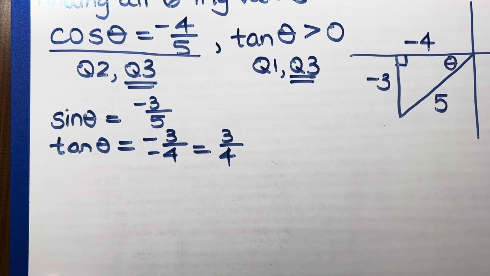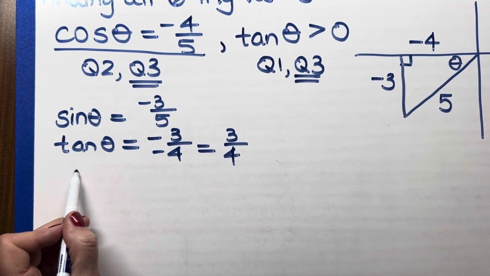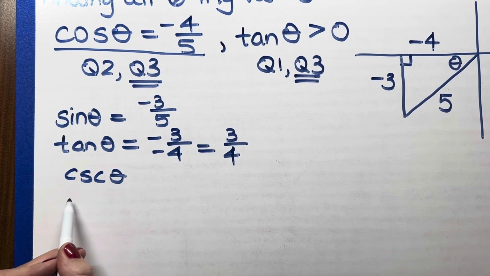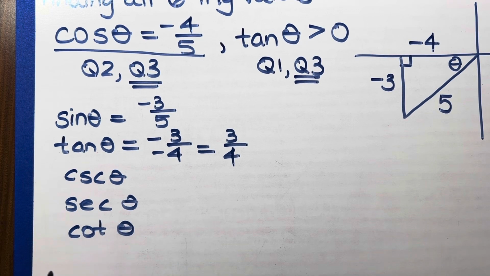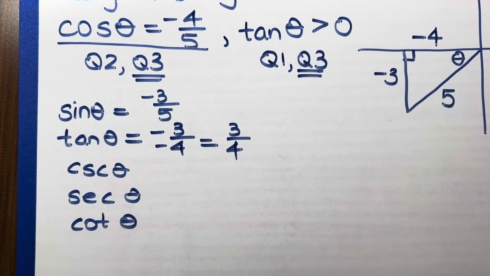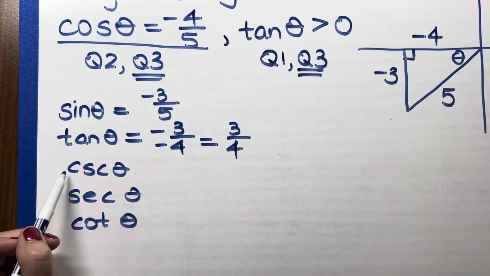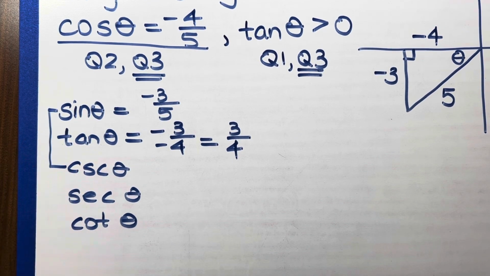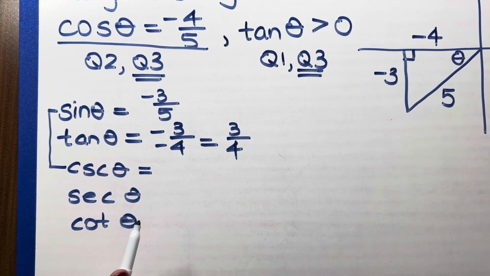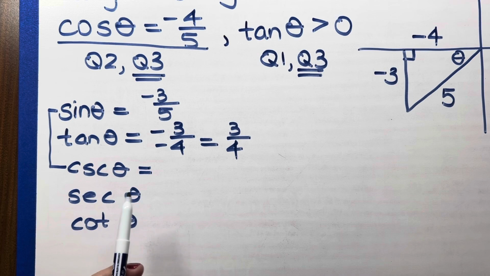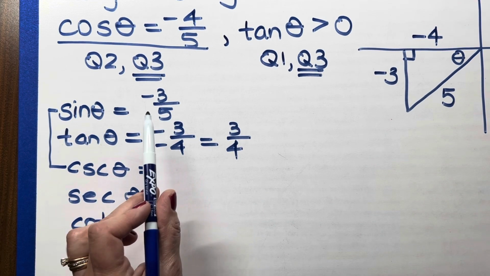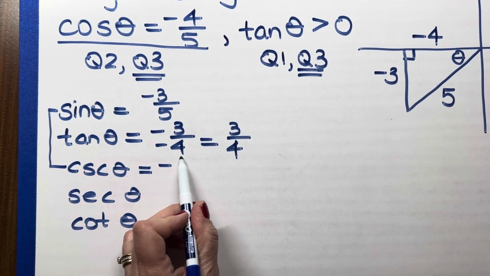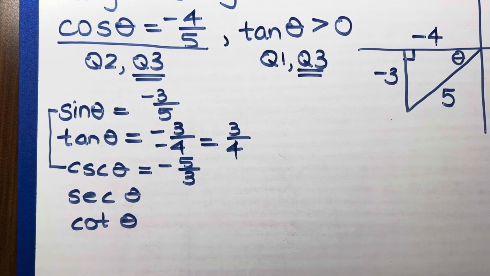Now, we have 3 other trig values to find. We have the cosecant, the secant, and the cotangent. Each of these 3 trig functions has a buddy. The cosecant is friends with the sine, and what that means is that they are reciprocal trig functions. So in order to find the value of cosecant, all I have to do is go up to sine and take the reciprocal. So this becomes -5/3 for my cosecant.